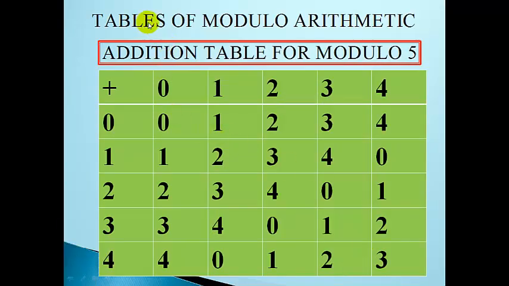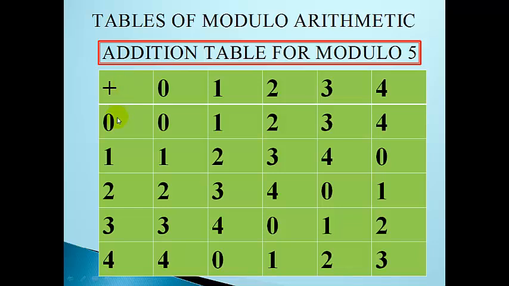Now let's look at tables of modulo arithmetic. This is an addition table for modulo 5. And so with modulo 5, 4 is our last digit. So on the table we have 0, 1, 2, 3, 4. Then we also have 0, 1, 2, 3, 4. That is how we construct the addition table for modulo 5.